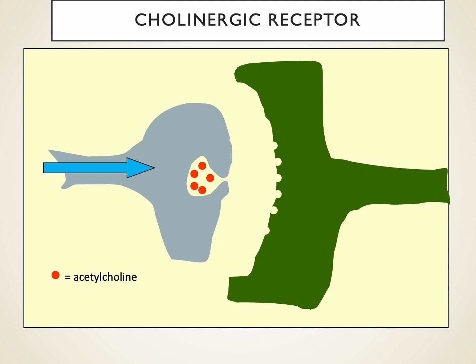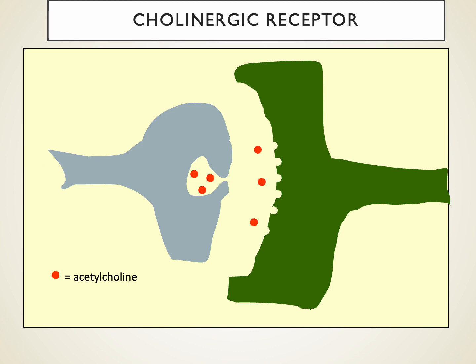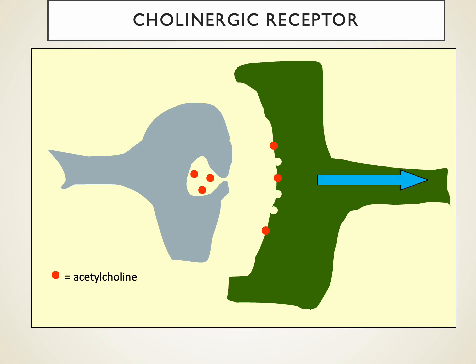Let's say this is the level of the ganglion. Acetylcholine gets released when the nerve fiber gets stimulated. That release of acetylcholine then binds to postsynaptic receptors. And when enough of those postsynaptic receptors are occupied, it will continue the signal down the nerve fiber, ultimately to the end effector organ.